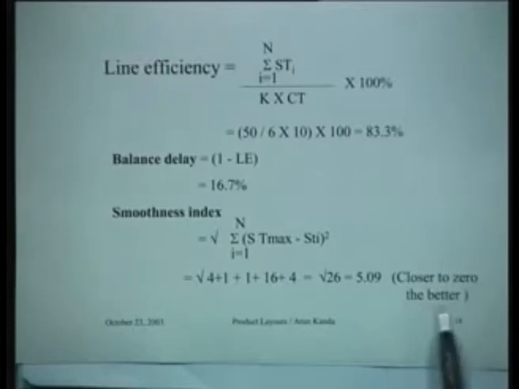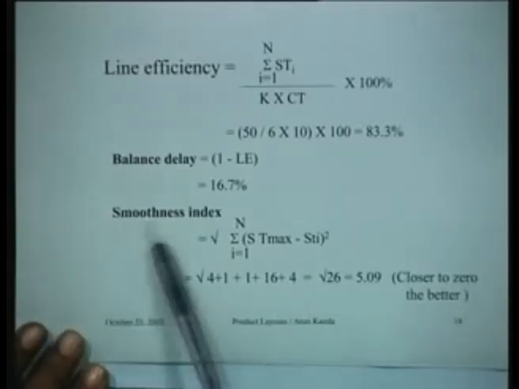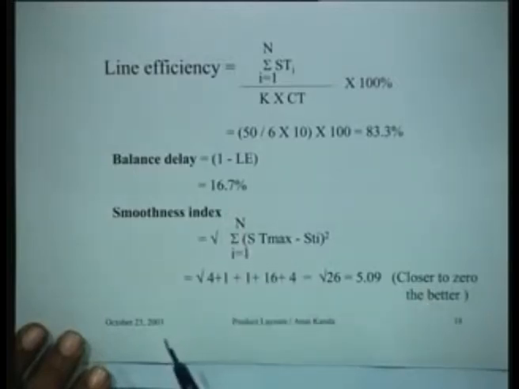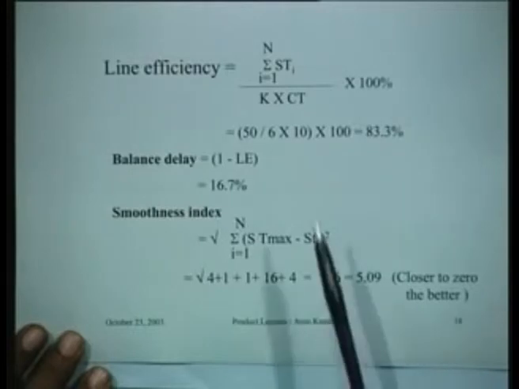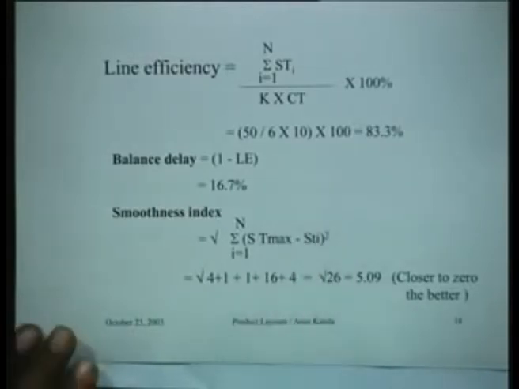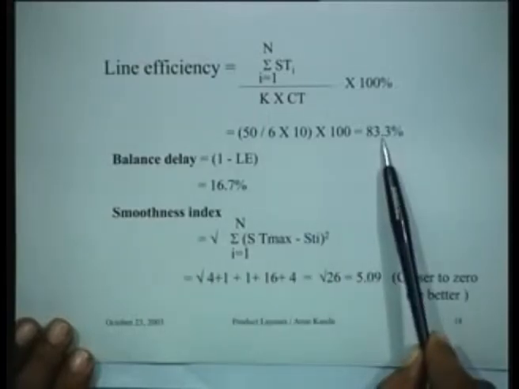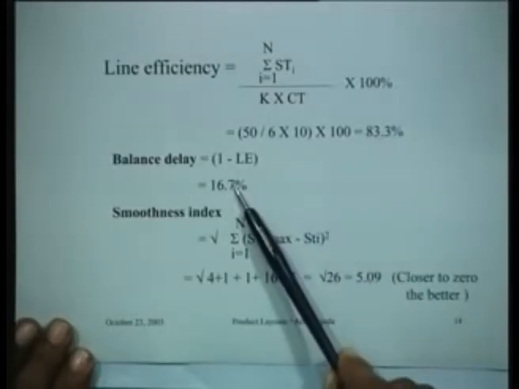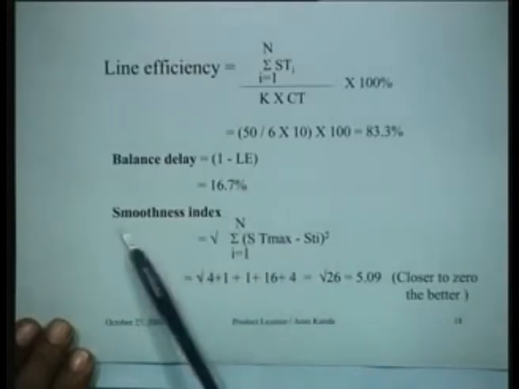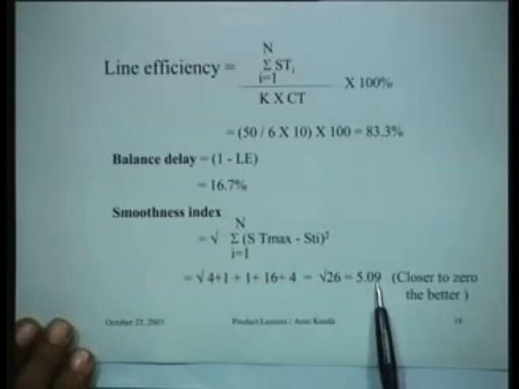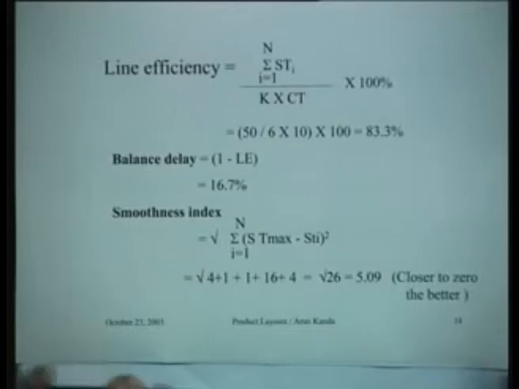And closer to 0 is better. If a line is perfectly balanced, this smoothness index will be 0. So we try to minimize the smoothness index. So we have got measures of efficiency of this design. We've got a line which has an efficiency of 83.3%, a balance delay of 16.7%, and a smoothness index of 5.09. This is what we have.